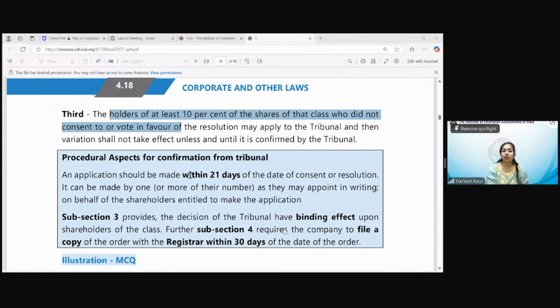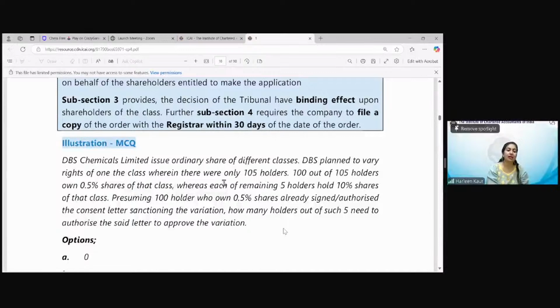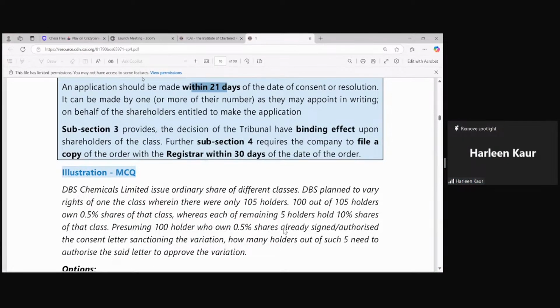And what is the procedure? Within 21 days, they will file an application and this tribunal order will have a binding effect, and the registrar has to be filed within 30 days. Now, without opening your study material, I give you 2 minutes. Read this illustration and answer me in the chat. Everyone is going to read and answer.